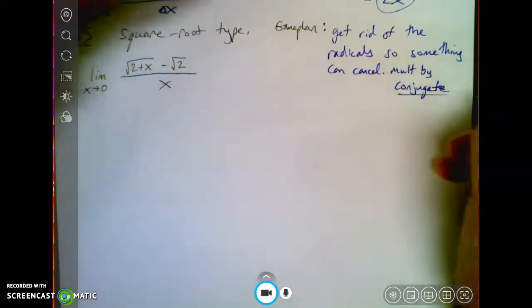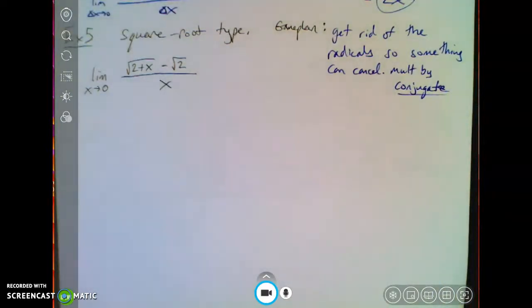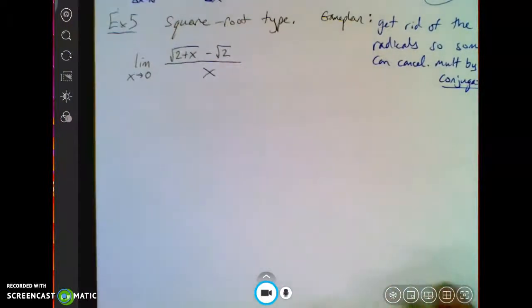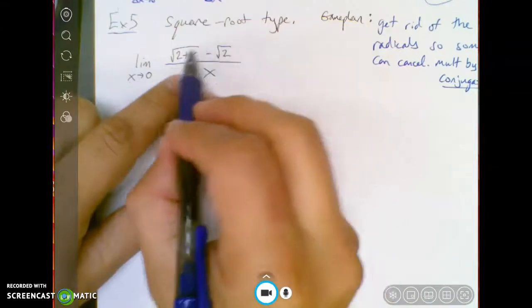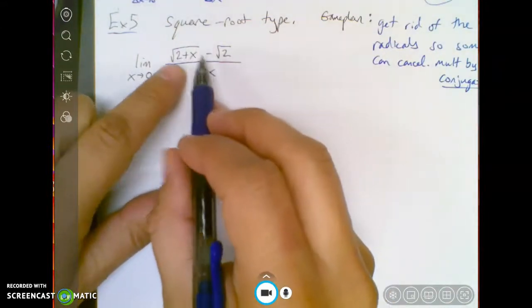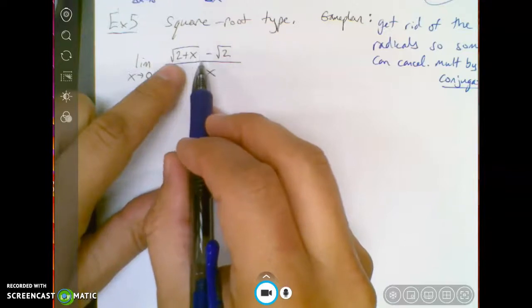Now, I know you've heard that word before because you used it in Algebra 2 and pre-calc. The conjugate is basically when you see the ugly part, right? One of these has a square root. The bottom's nice. I'm not worried about the bottom. It's the top I have to mess with.